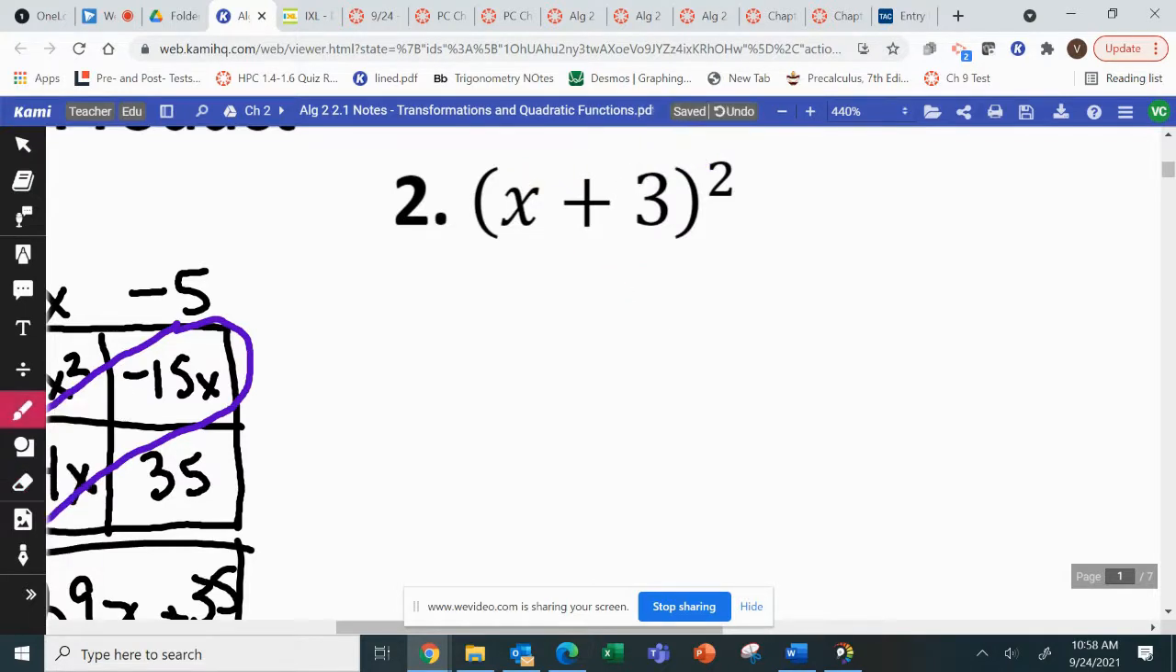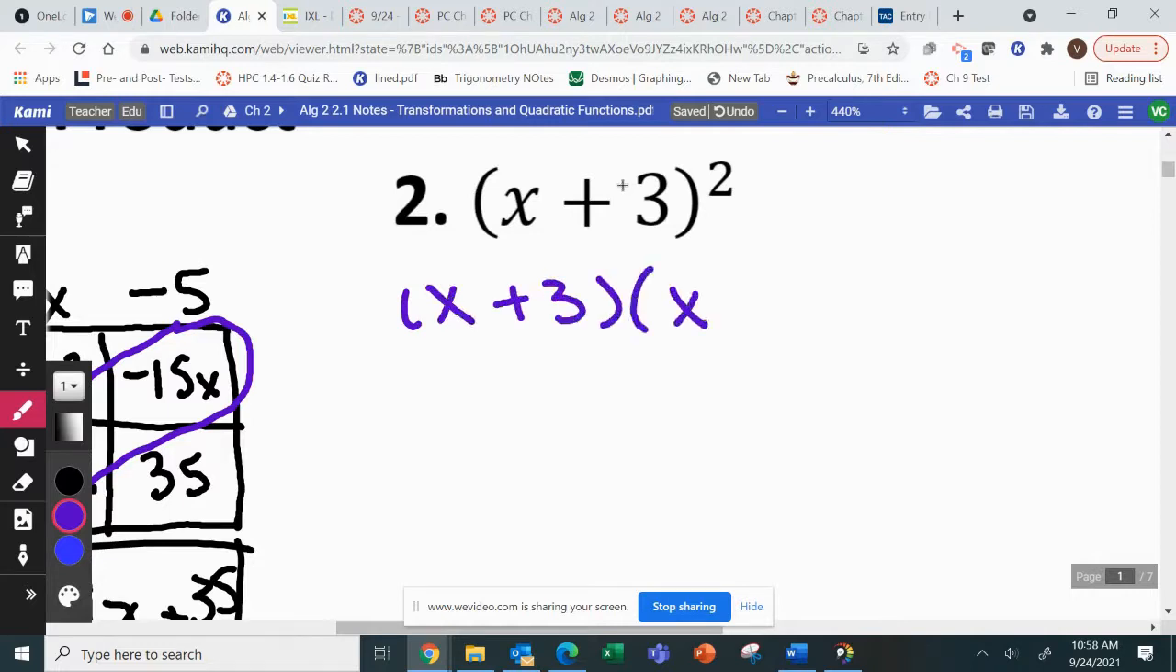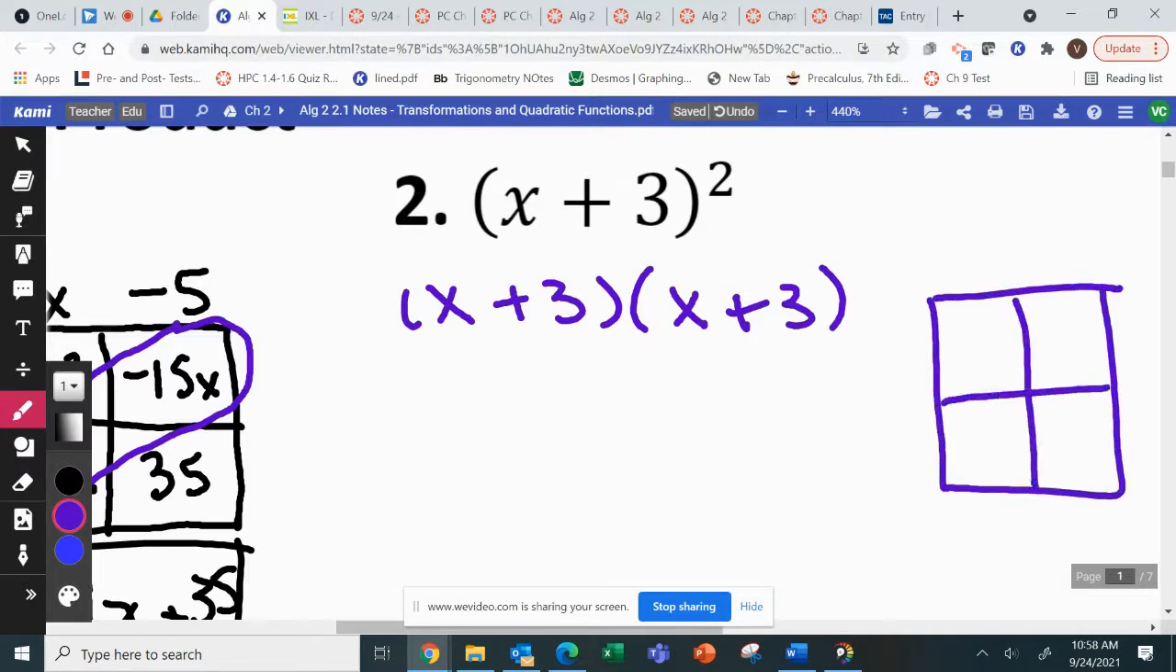All right, so your choices are, you either write it twice and then do that distributive FOIL method, or you make a box and you put the x plus 3 on both sides because we're doing the same thing. X plus 3 times itself.